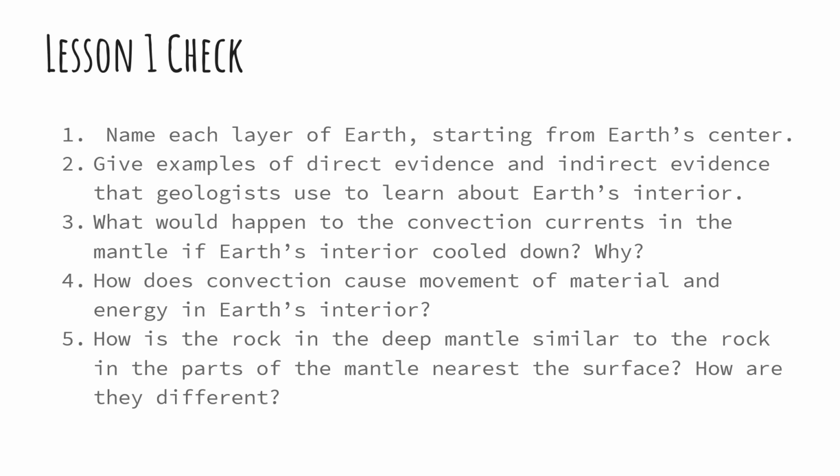Number 5. How is the rock in the deep mantle similar to the rock in the parts of the mantle nearest the surface? How are they different? Rock in all parts of the mantle is moving due to convection currents. The rock nearest the surface is colder, denser, and sinking. Rock in the deep mantle is warmer, less dense, and rising.